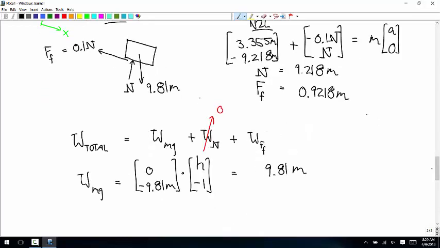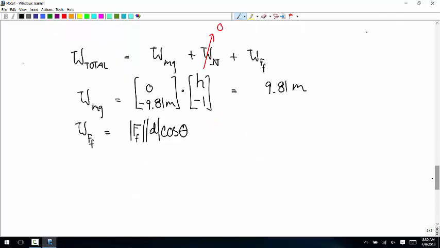And now we can calculate the work done by the friction force. Let's use the second definition of dot product. It's going to be the magnitude of the force of friction times the magnitude of the displacement times the cosine of the angle between them.